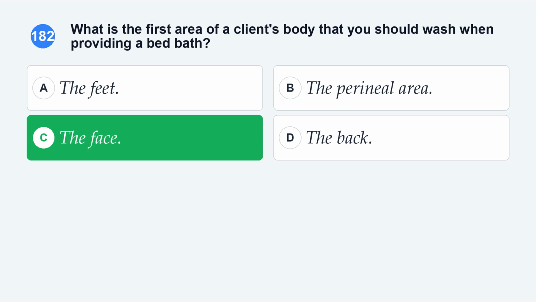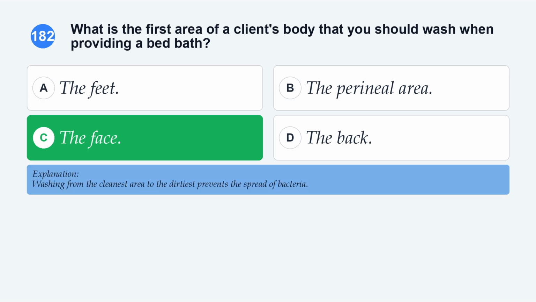The correct answer is option C. The face. Explanation. Washing from the cleanest area to the dirtiest prevents the spread of bacteria.